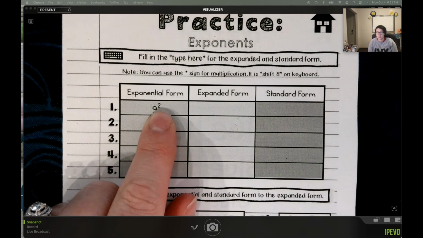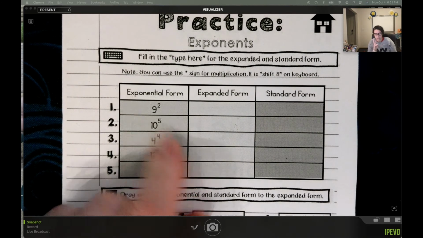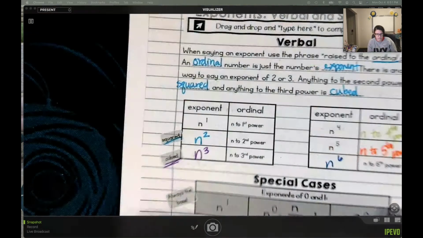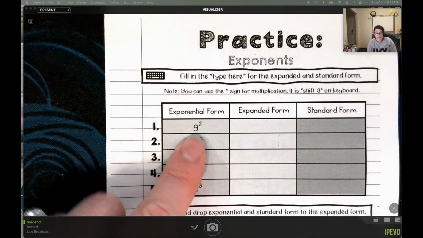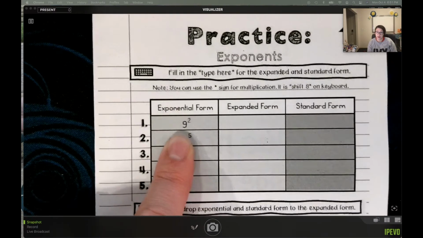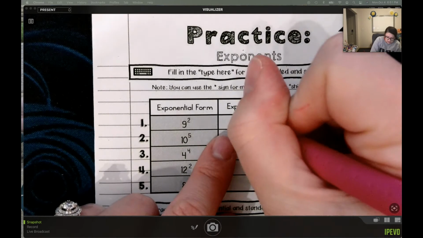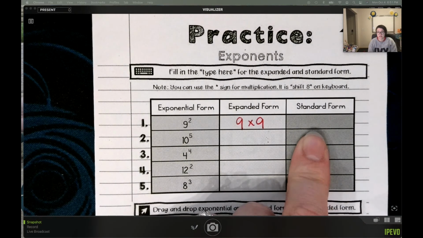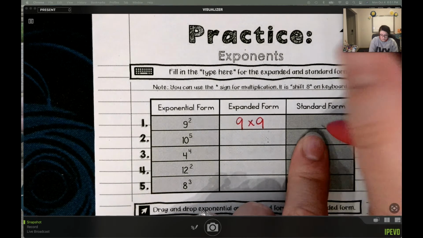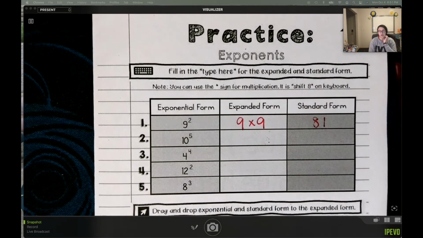9 to the power of 2. How did we say that if it has the exponent of 2? Exponent of 2, we say it's squared. So the way that I would say this is I would say 9 squared. What that looks like mathematically, expanded form, is 9 times 9. And what is 9 times 9? 81.